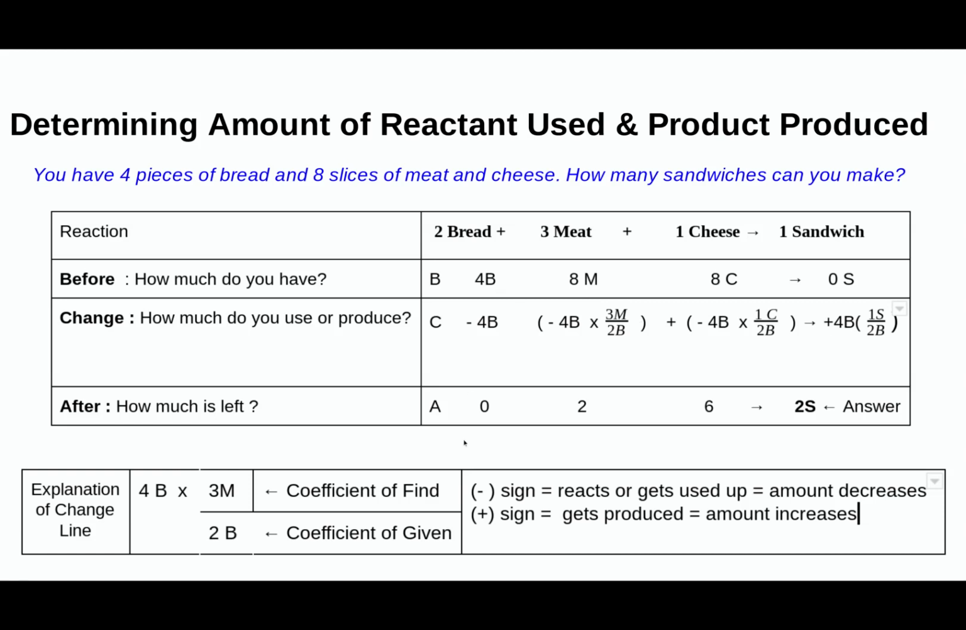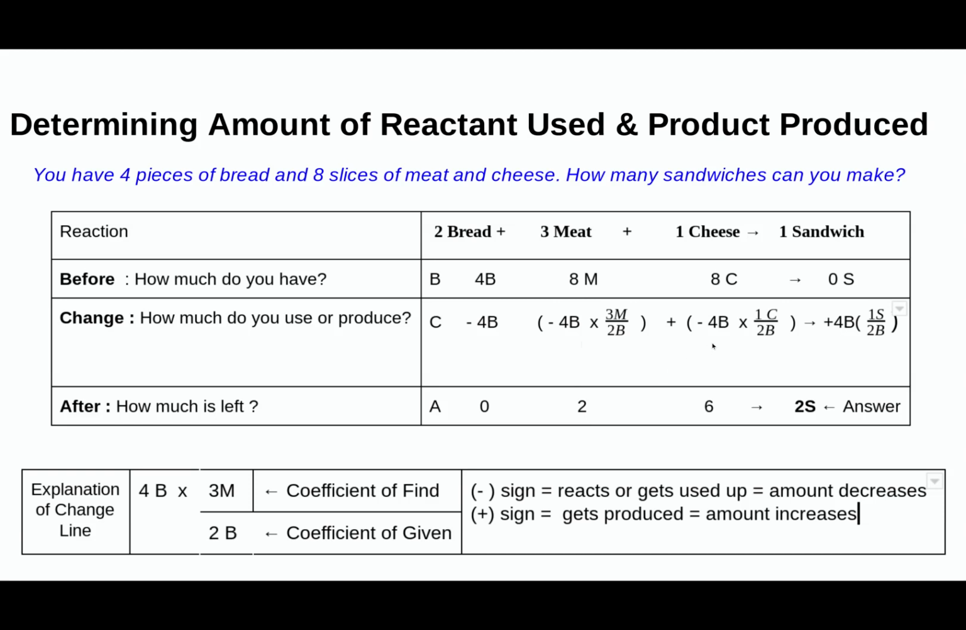So how much is left after I make my sandwiches? I use up all my bread. That's why in the after line it says 0. How did I get that there's 2 pieces of meat left over? Well, this is 4 divided by 2, which is 2, times 3 is 6. So I subtract 8 minus 6, and I get 2.